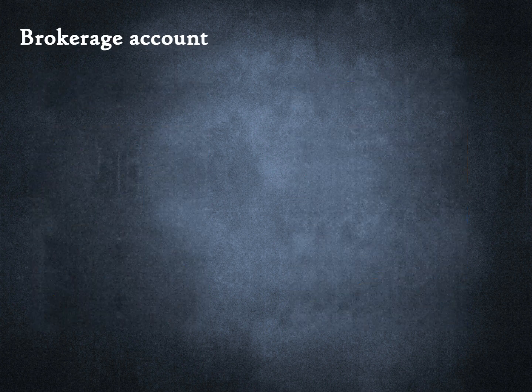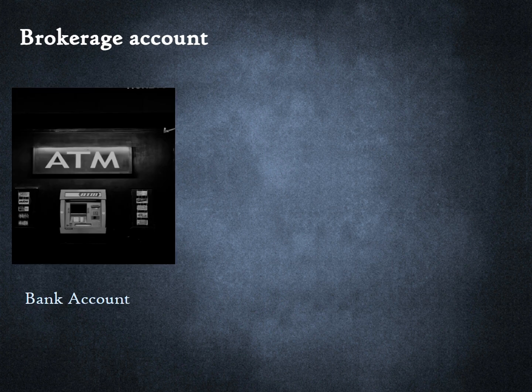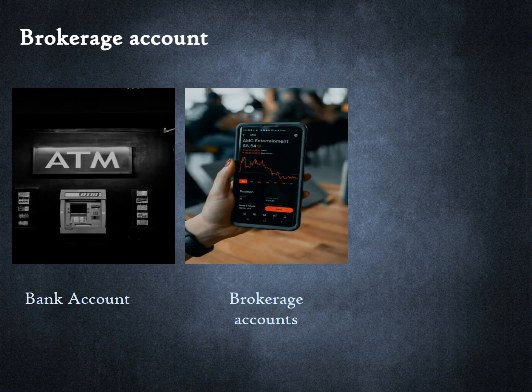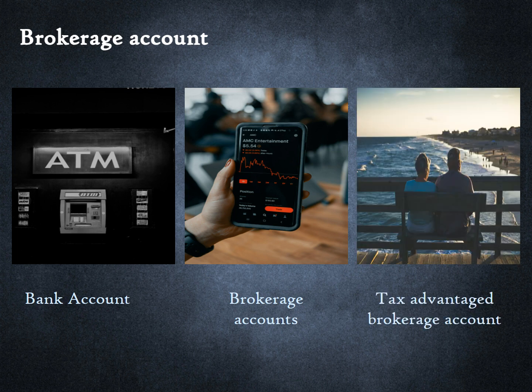We are all familiar with bank accounts. While bank accounts store fiat currency, brokerage accounts can store fiat currency as well as other financial assets, including stocks, bonds and mutual funds. Tax-advantaged retirement accounts are special types of brokerage accounts. In the United States, common retirement account types are 401k and IRA accounts.